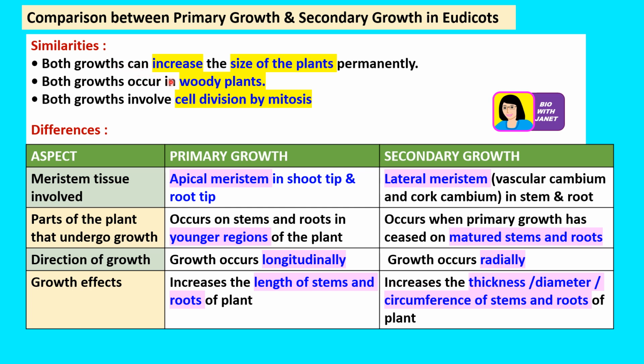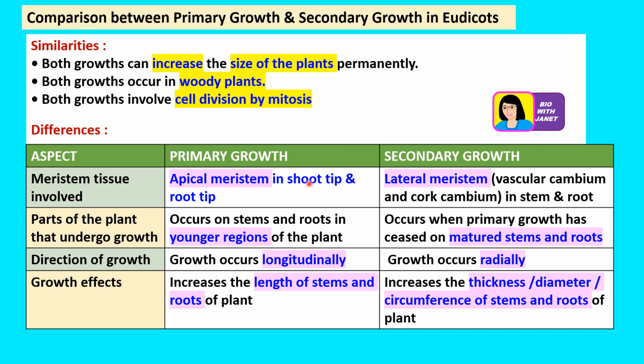So both types of growth, primary growth and secondary growth, can increase the size of the plants permanently, all right? For example, primary growth increases the height of the plant and the length of the roots, right? But secondary growth increases the diameter of the stem. Okay, both growths occur in woody plants, such as the trees, woody trees. Both growths involve cell division by mitosis in the meristems, right? But the type of meristems that are involved are different, okay, for primary and secondary growth.